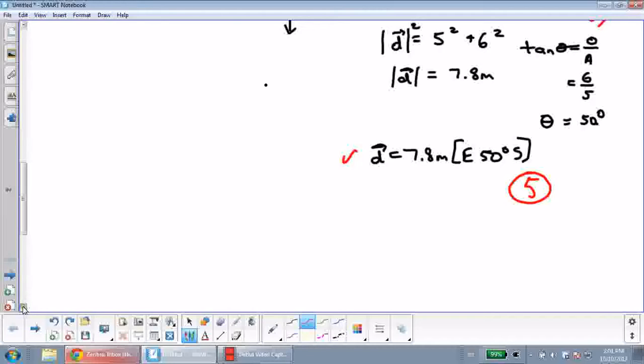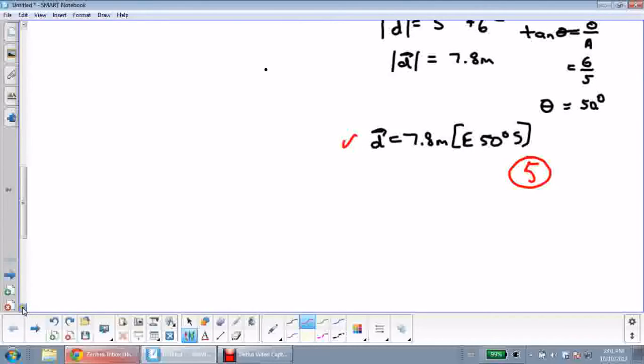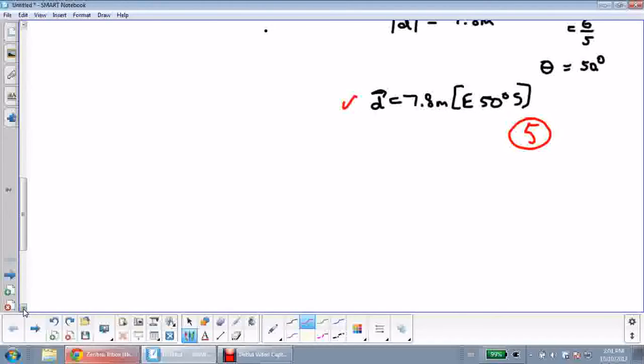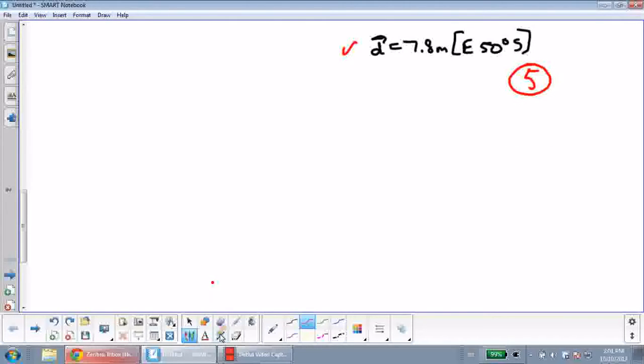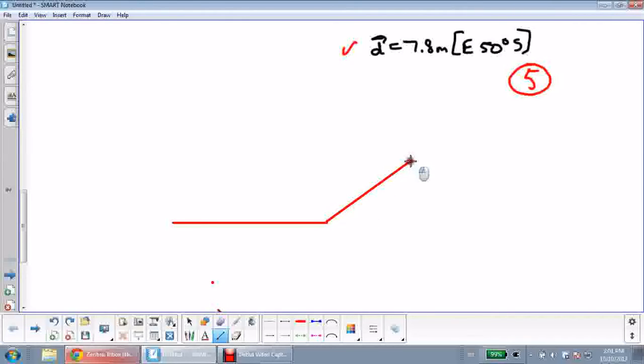Now that's a pretty straightforward example. The next guy, maybe not so much. I'm going to draw a little line here. Somebody runs this way, then somebody runs this way. What is the final velocity?